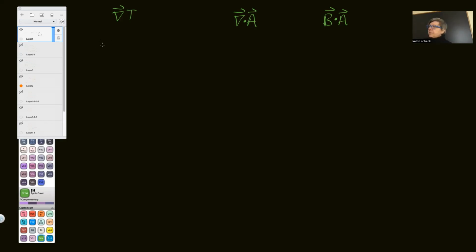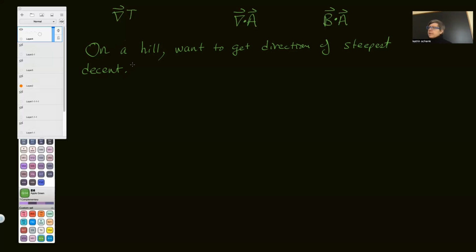Let's see. How do we do that? On a hill, we want to get the direction of steepest descent, right? How do you get down, or what do you avoid? Because you probably don't want the one where it's the steepest down, right? That's my guess.